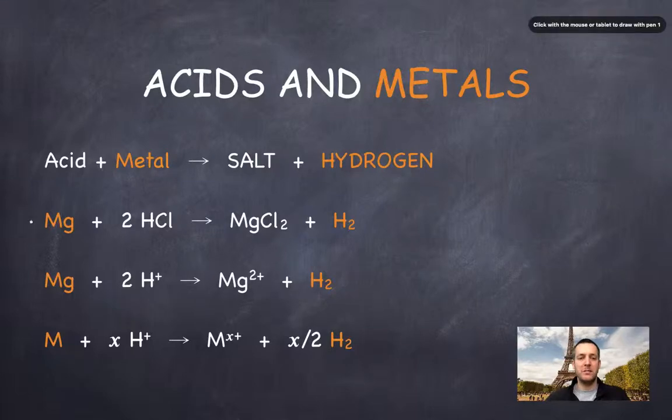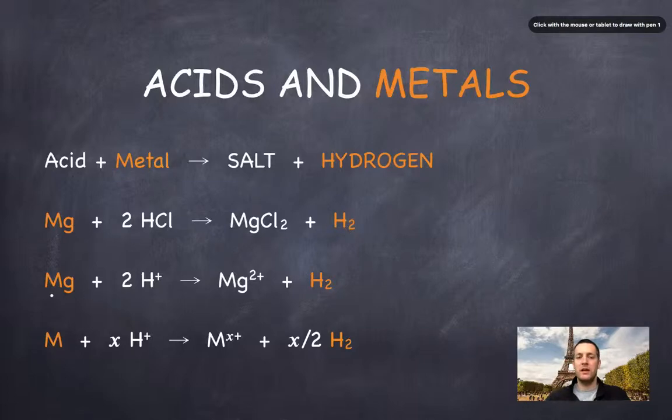If magnesium were to react with hydrochloric acid, we'd have a magnesium ion in the salt. So our salt would be magnesium to begin with, and chloride to end with, because we've got a negative ion called a chloride ion in our acid. And the formula will be MgCl2. Hopefully you can come up with that yourself. And hydrogen is always H2.